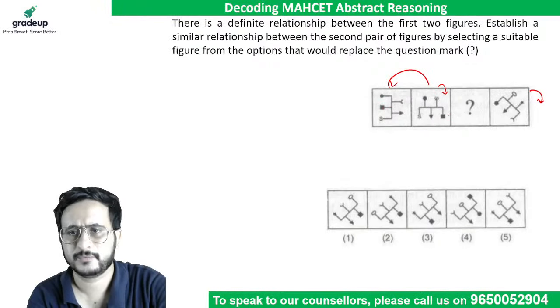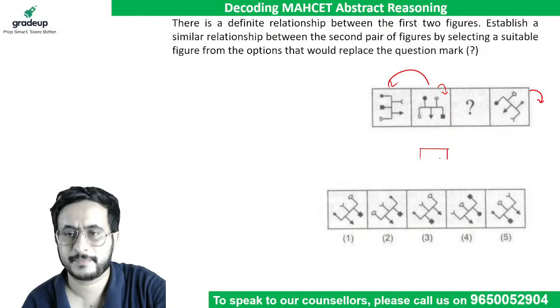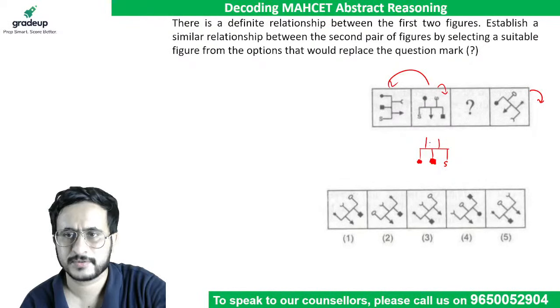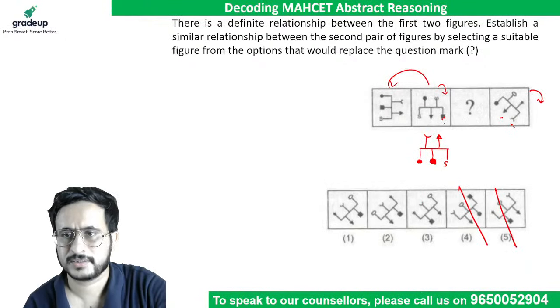It was at the center, it moved towards the right side. This moved towards the center. So if you compare these 2, what has happened to this? S was here, square was here, and this black circle was here, and this was the arrow. So this went to the center. The one on the right hand side will go to the center. So this will be in the center. So this eliminates these options.